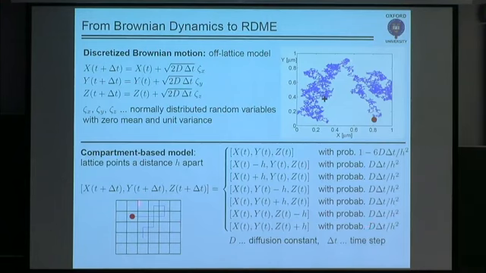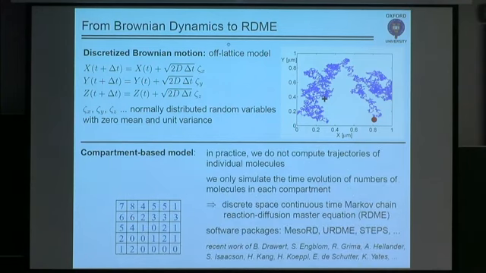There would be no advantage in using this diffusion process over the other if I was studying the behavior of individual particles. But the big advantage of compartment-based modeling is that in practice we don't actually simulate jumping on a lattice. We describe the system by numbers of molecules in different compartments. The state of the system is just 7 molecules here, 8 molecules here, 4 molecules here, and so on. And we only simulate the time evolution of the numbers of molecules in each compartment, which leads to a discrete-space, continuous-time Markov chain, or the reaction-diffusion master equation.